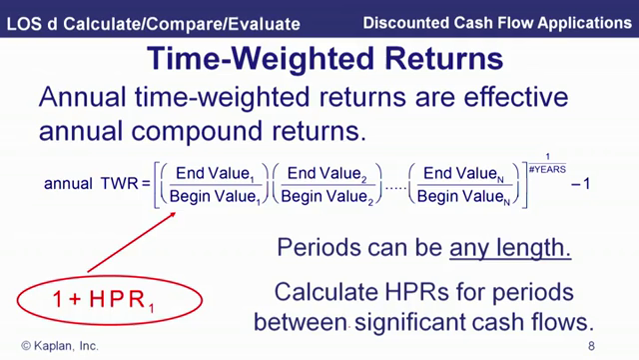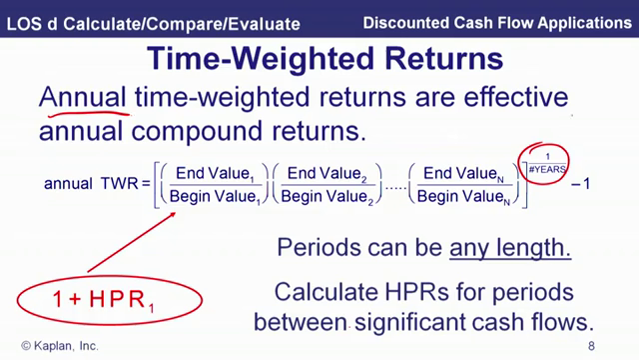So ending value over beginning value, we know that's 1 plus the holding period return for these various holding periods. We multiply all those together, and then you see we've got an exponent here, 1 over the number of years, because we're after an annual time-weighted return. So if our data period is a year and a half, then we've got to take that to the 1 over 1.5 power to get the annual equivalent return.